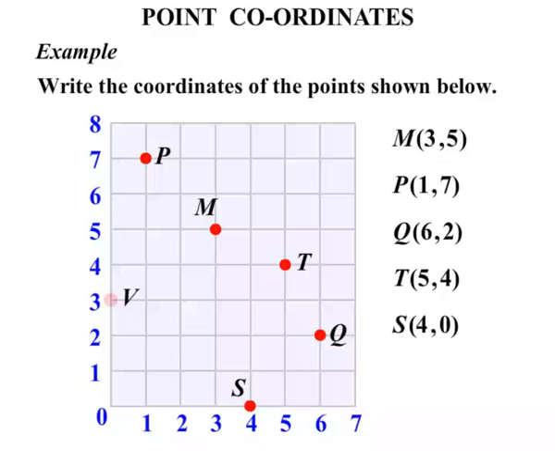Our final point V, again it's on the axis there. So let's write the V and then the brackets. Now down the bottom, what's it lining up with? Well, it lines up with the 0, the starting point. And across to the left, to the side, it lines up with 3. It's right on top of the 3. Okay, so V has coordinates 0, 3.